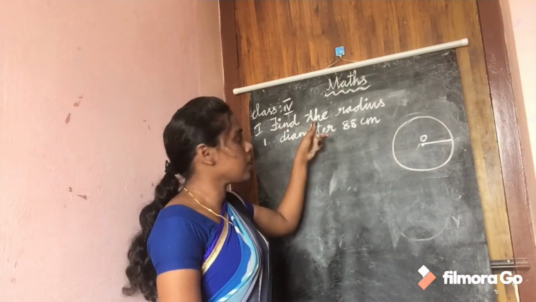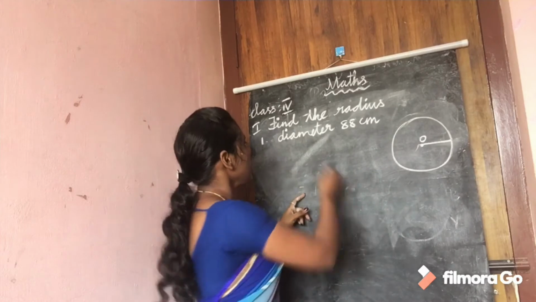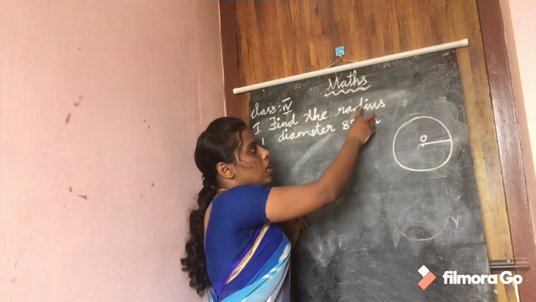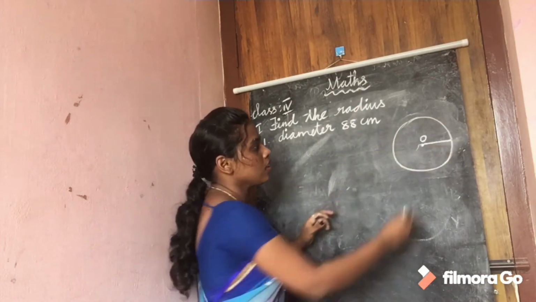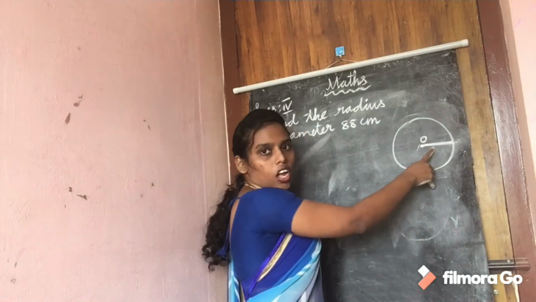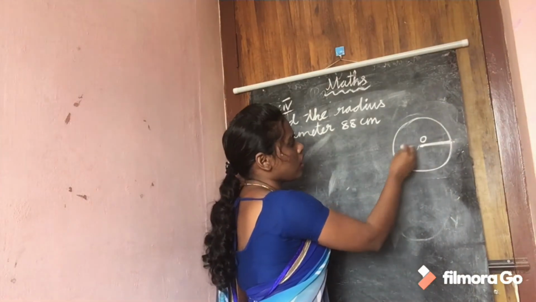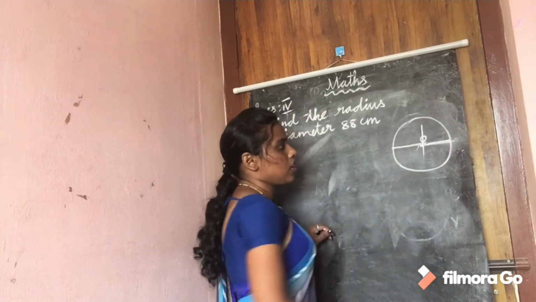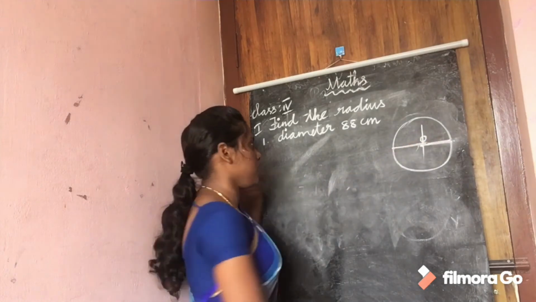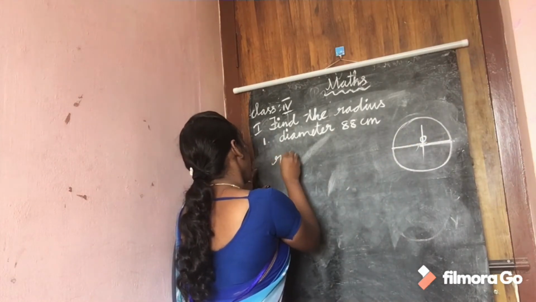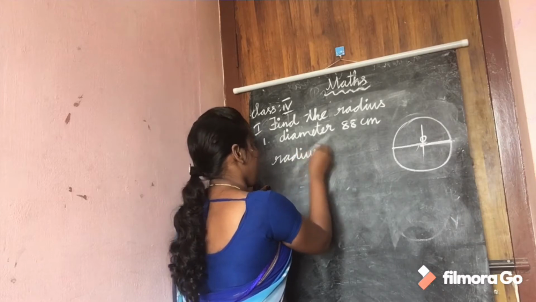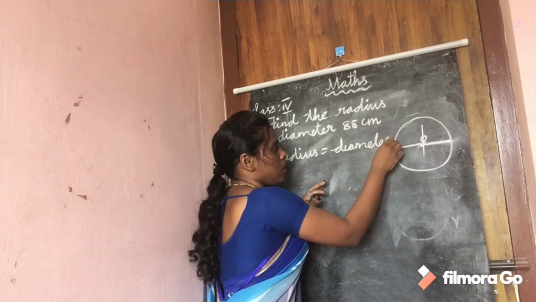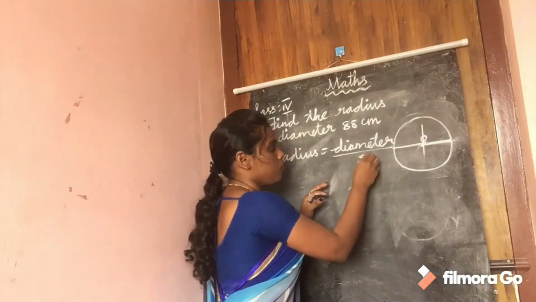The next one is find the radius. See, they have given the diameter 88 centimeter. Using this diameter we are going to find out the radius. In a circle this half part is called the radius. This full line is known as the diameter. Now we are going to divide into a half part. See, first the formula: radius equal to diameter divided by 2.